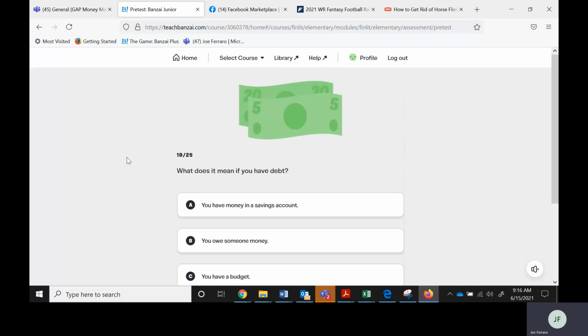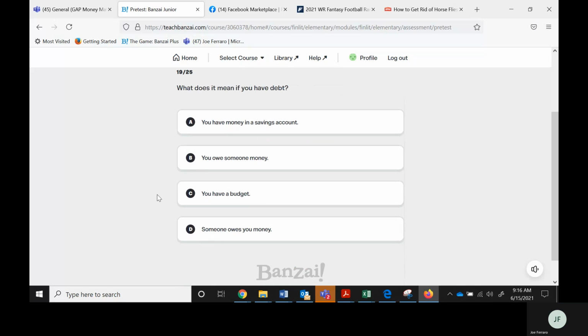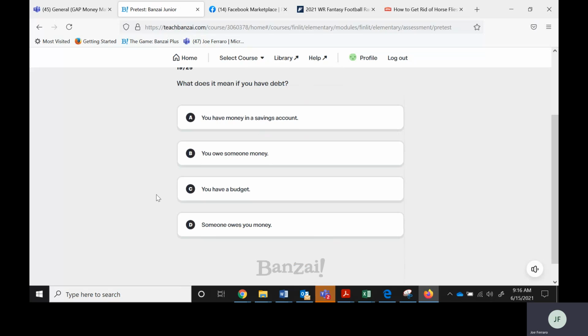Okay, 19. What does it mean if you have debt? A, you have money in a savings account. B, you owe someone money. C, you have a budget. D, someone owes you money. So if you have debt.